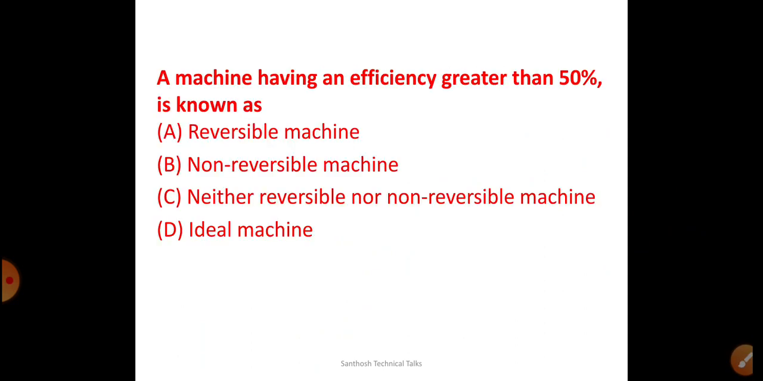Okay, good. Next question. If a machine has an efficiency greater than 50%, it is known as a reversible machine. If the efficiency is less than 50%, it is called an actual machine or non-reversible machine. If the efficiency is greater than 50%, then it is known as a reversible machine.